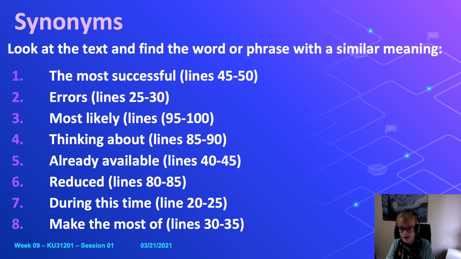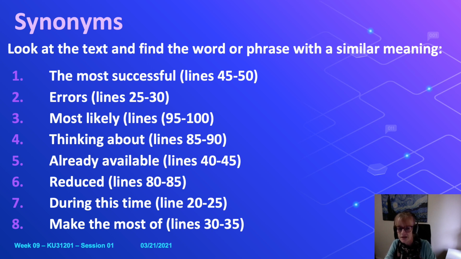only need to look at certain numbers of lines. So when you look at your reading, the line numbers are down the side. So for our first example, the most successful, you need to go to lines 45 to 50, read those 5 lines of the text and find the word or the phrase that means the same thing as the most successful.